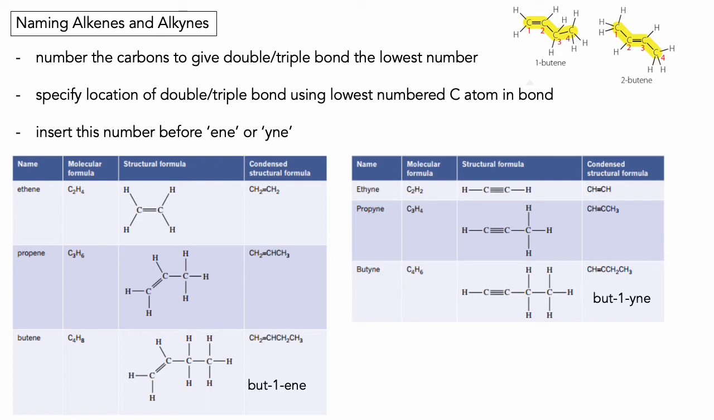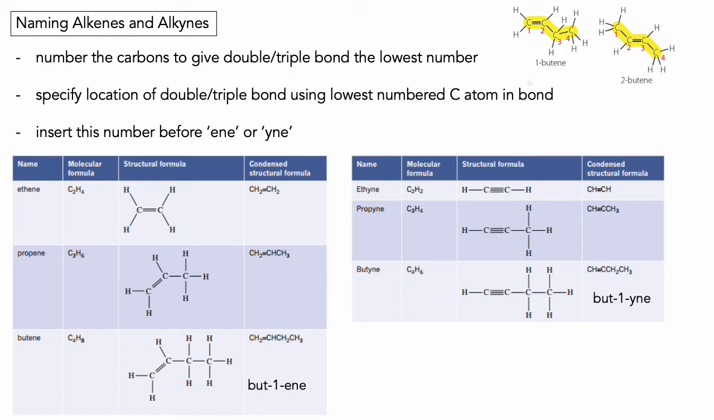Well, now when we look at alkenes and alkynes, the location of the double or the triple bond takes priority. So number your carbons to give the carbons involved in the double or the triple bond the lowest possible number. Disregard where the alkyl groups are. The location of the bond takes priority. We're also going to specify the location of that double or triple bond using the lowest numbered carbon atom in that particular bond. And we're going to insert this number before the suffix "-ene" or "-yne", depending on whether it's a double or a triple bond.